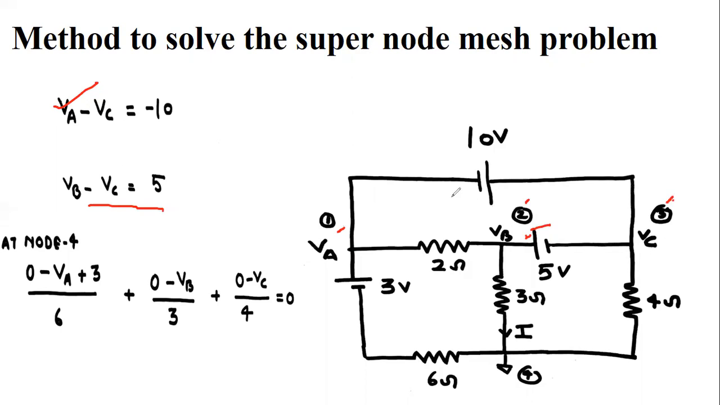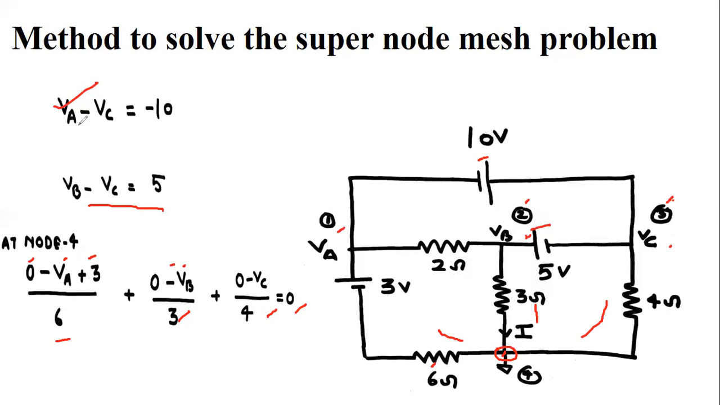Nodes 1 and 3 are making a supernode, and 2 and 3 are making a supernode, but node 4, the ground node, is not making any supernode. So just apply KCL at this node. The current in this branch is (0 minus VA plus 3) divided by 6, because this resistance is 6, and the current in this branch is (0 minus VB) upon 3, and the current in this branch is (0 minus VC) upon 4. This is the third equation.